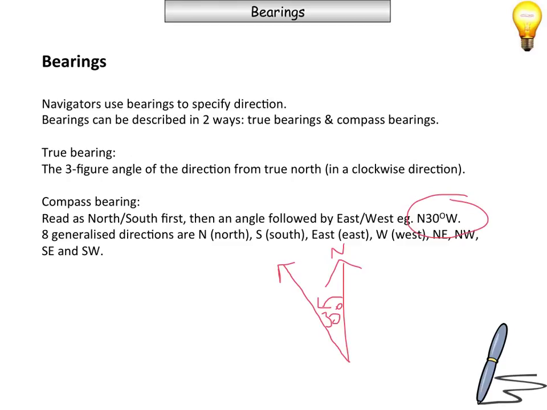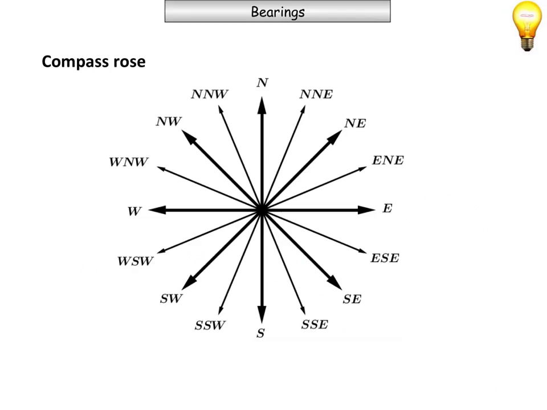We've also got the generalized directions, north, south, east, west, and then in between those, northeast, northwest, southeast, and southwest. So here's a compass rose. We just discussed the 8 generalized ones. There's a few more that are included here.